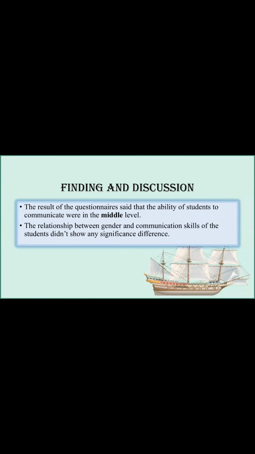Now we come to the findings and discussion. The result of the questionnaire said that the ability of students to communicate was at the middle level, while the common personality type is extrovert, based on the questionnaires, of course. Then the test result, as I explained just now, states that the relationship between gender and communication skill of students didn't show any significant difference between the achievement of students' speaking skill with a type of introvert or extrovert personality. Students' academic speaking skills achievement with communication skill, as well as academic speaking skill achievement with gender.